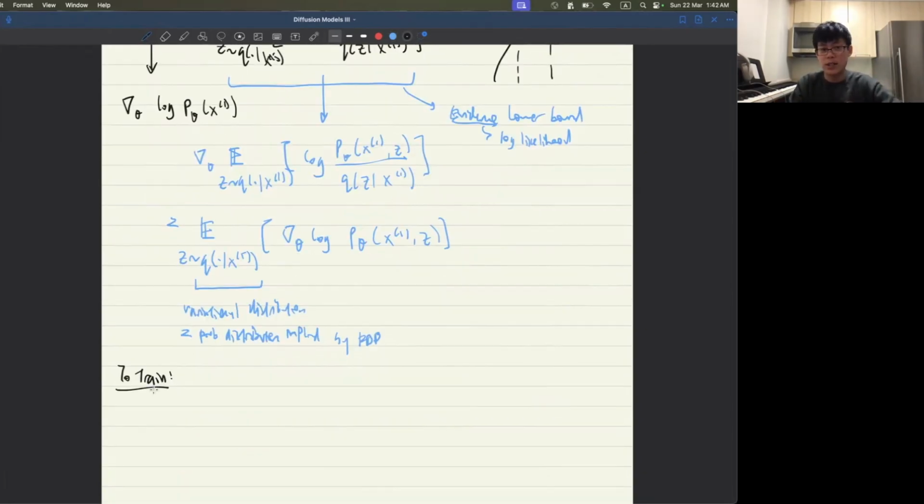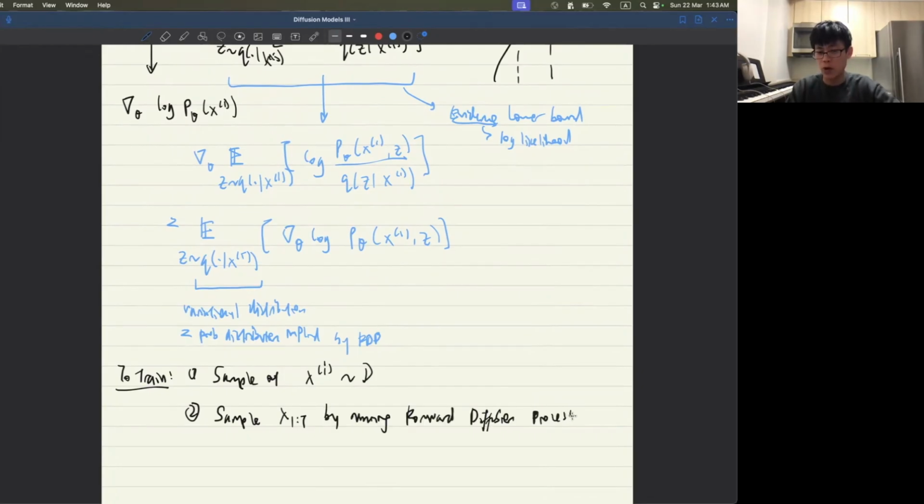Since we have worked out all these details, I would just want to complete the picture by saying that to train, first we sample a particular data point xi from the dataset D. We sample x1 to t, using the Python notation, by running the forward diffusion process. Right, in the forward diffusion process, this is actually our x0, and we just inject noise to get our x1 to xt. This is essentially sampling from q given xi, right? Q is the probability distribution implied by the forward diffusion process.